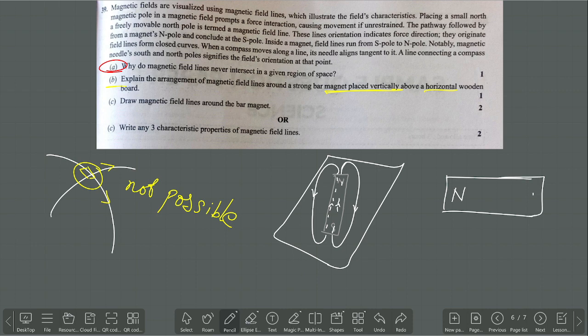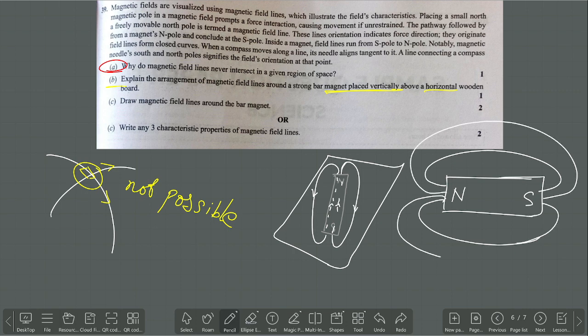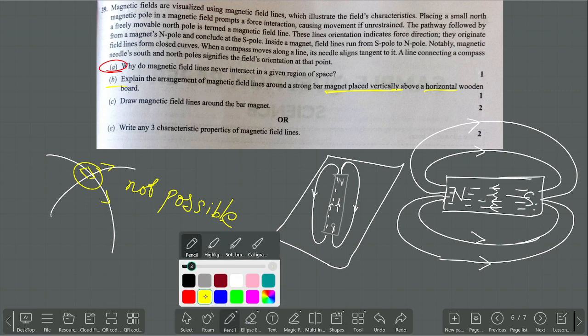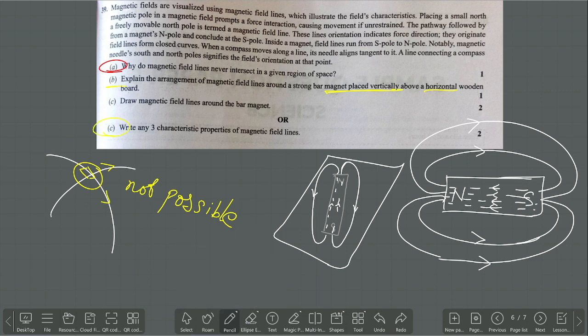We can choose any one end as a north pole and one end as a south pole and draw the pattern over here. The pattern will be in the form of concentric circles, and outside the magnet it will be moving from north pole to south pole, and inside the magnet it will be moving from south pole to north pole. Clear. Just draw the magnet and then draw the pattern of the lines. Write any three properties of the magnetic field lines.